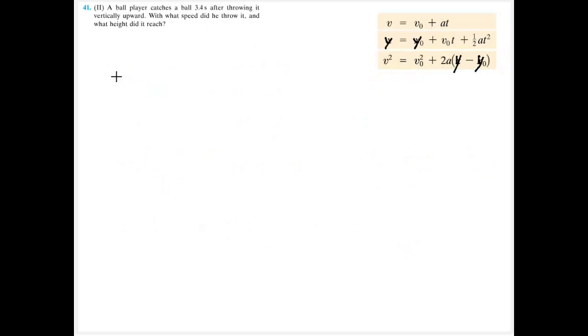Now we have a problem where there is some acceleration, and this is now going to be the acceleration due to gravity. So here we have a ball, and this ball is thrown vertically upwards. It goes up, and essentially it comes back down, and the player is going to catch it in his hand pretty much at the same position. We know that the time elapsed is equal to 3.4 seconds, and we also know that the acceleration is going to be the acceleration due to gravity, which is 9.8 meters per second.